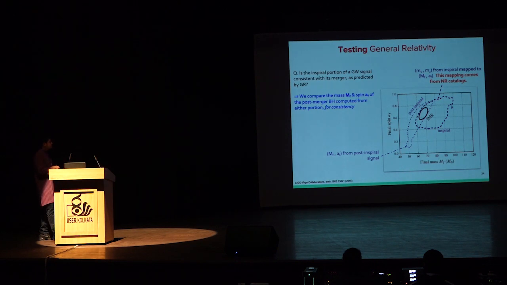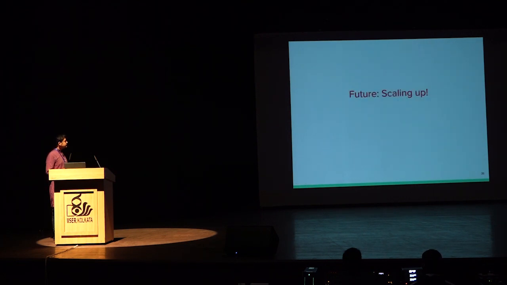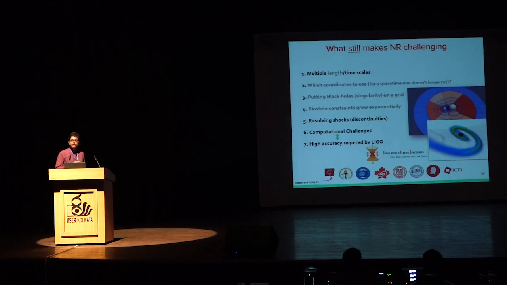Now, we've already talked about this. We use information from NR to test general relativity. Now, in the interest of time, I want to move to the second half of my talk, where we want to look at where we go from here. These were the goals I talked about. These were the difficulties or challenges I talked about earlier that face any person who wants to do a full numerical simulation with Einstein's equations.